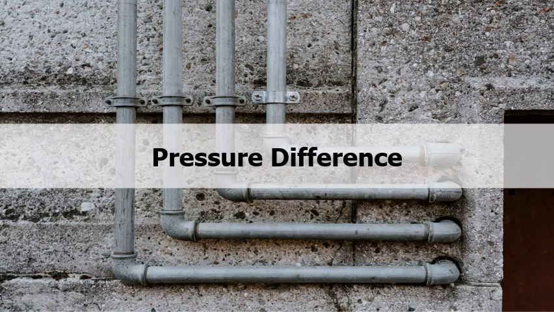A pressure difference must exist at a plumbing fixture to cause water to flow. That is, water pressure at the fixture must be at a higher level than atmospheric pressure for water to flow from the fixture. Pressure difference, denoted by delta P, is the driving force of fluid flow.